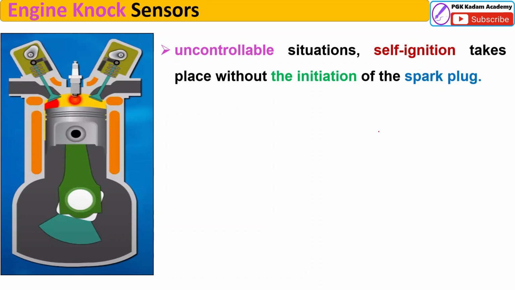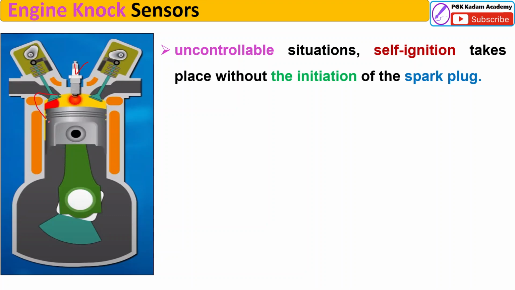The piston inside the cylinder compresses the air-fuel mixture inside the combustion chamber. You can see here the spark plug. The spark plug is placed at the top of the cylinder to initiate the combustion. And in an uncontrollable situation, when the air-fuel mixture is unbalanced, self-ignition takes place without the initiation of the spark plug.